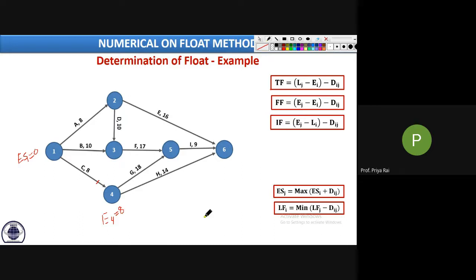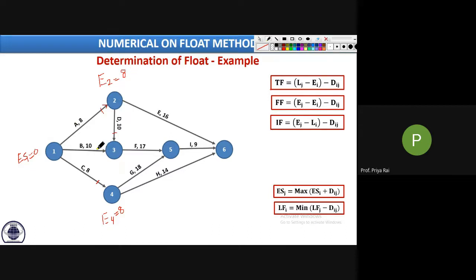Now which event, 2 or 3? First 2, then 3. Yes, very good. Why? Because for calculating 3, this arrow is considered, and it is coming from 2, so ES2 is required first. So we will do E2 first. Only one arrowhead is attached, and it is coming from 1, so E2 is E1 plus 8: 0 plus 8, again 8.